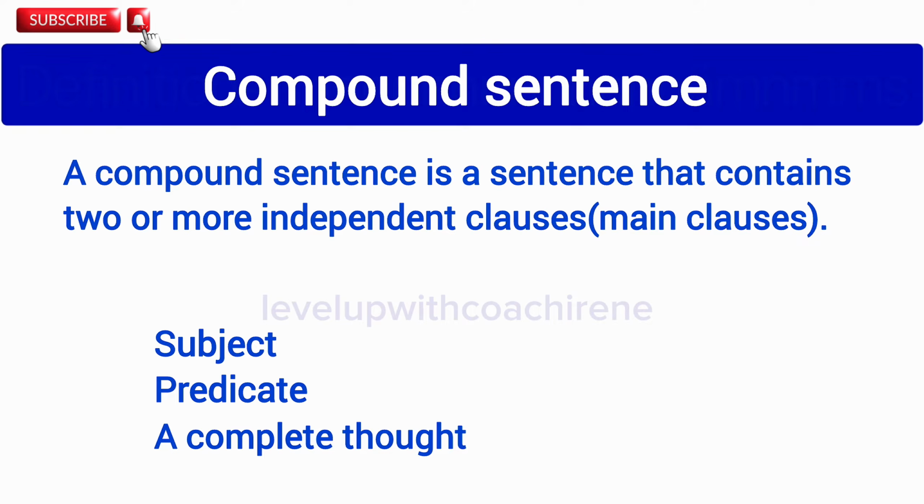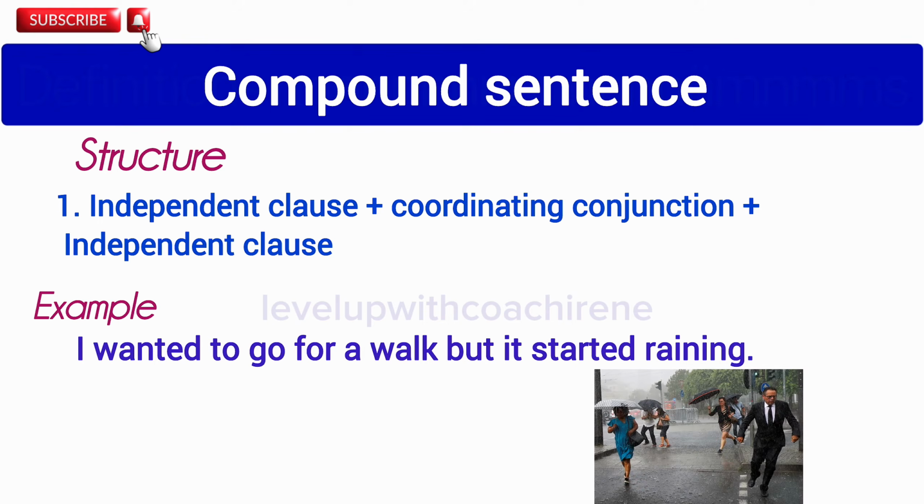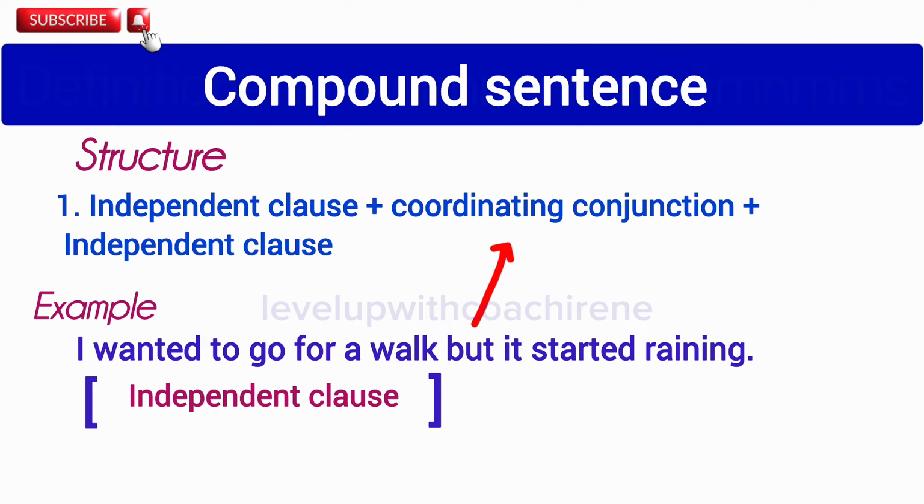It is formed with an independent clause plus coordinating conjunction plus independent clause. For example, I wanted to go for a walk, but it started raining. Here, I wanted to go for a walk is an independent clause, but is a coordinating conjunction, and it started raining is another independent clause.